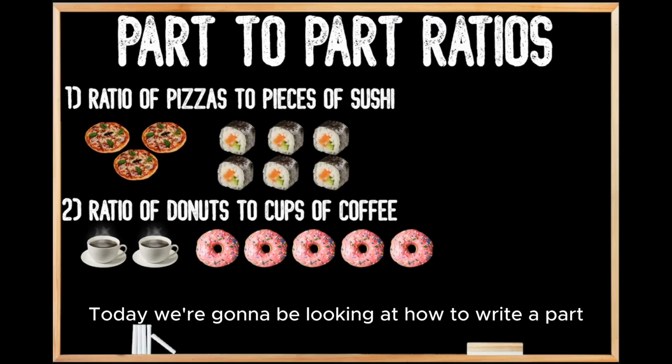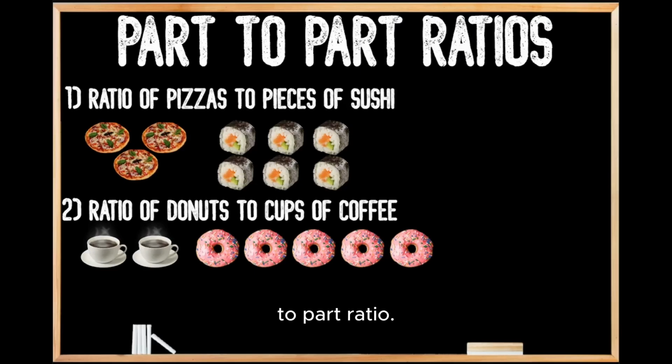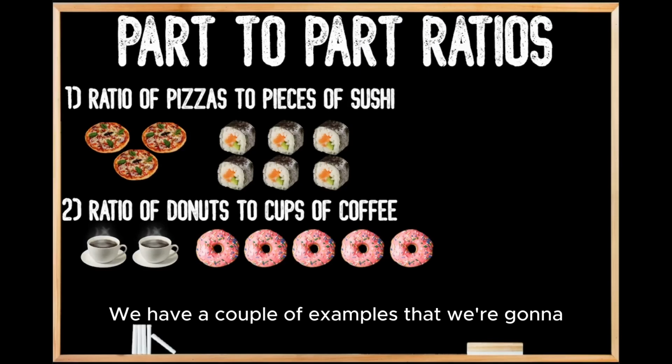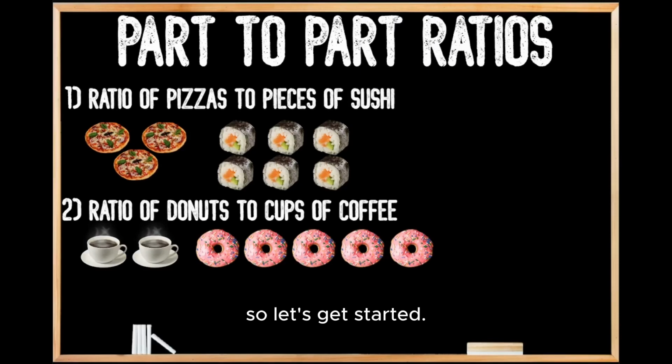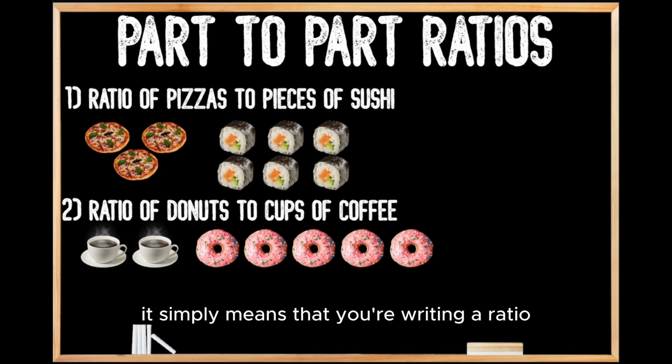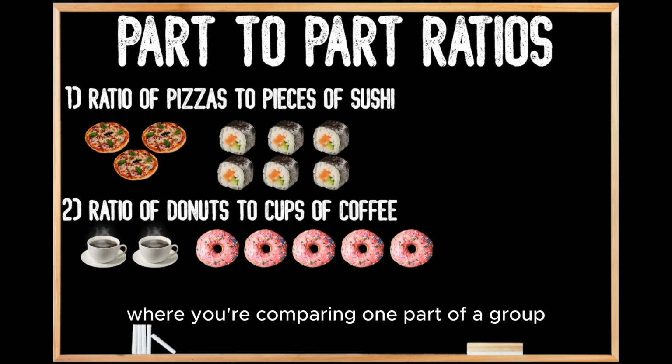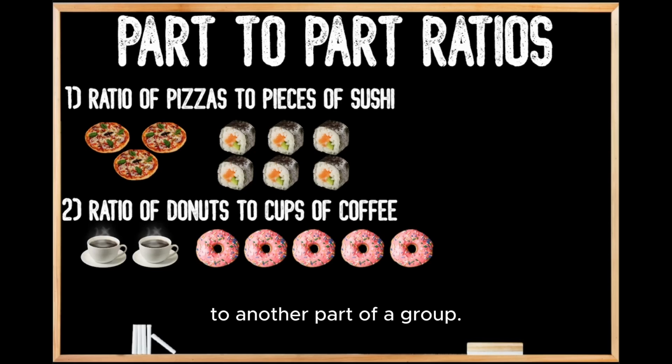Today we're going to be looking at how to write a part-to-part ratio. We have a couple of examples that we're going to work through together here, so let's get started. When writing a part-to-part ratio, it simply means that you're writing a ratio where you're comparing one part of a group to another part of a group.